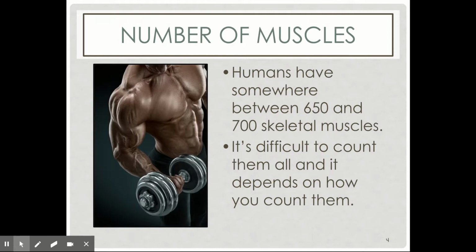There has been some controversy on the number of muscles in the human body. It does depend on how you count them, but we're going to say around 650 to 700 skeletal muscles. In other words, you have a lot of muscles in your body.